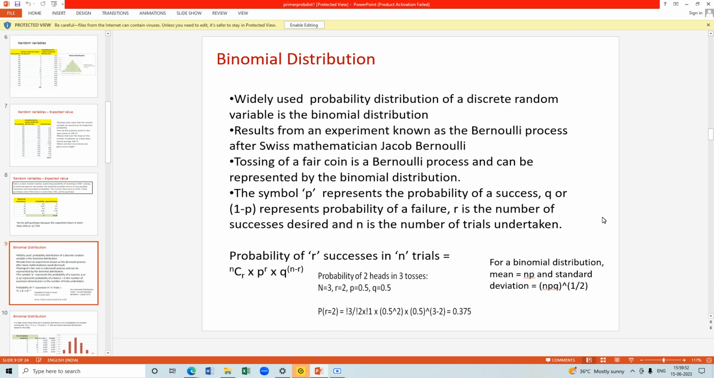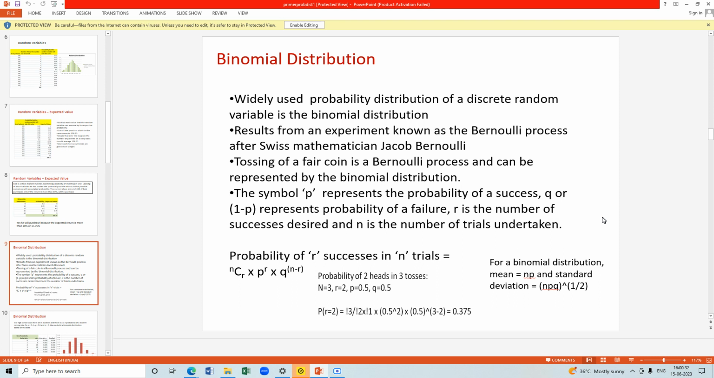So the probability of R successes in N trials is NCR times P raised to the power of R, times Q raised to the power of N minus R. NCR being factorial N divided by factorial R times factorial N minus R. Going back to our example of tossing a coin, what is the probability of 2 heads in 3 tosses? So N is 3, R is 2, P is 0.5, and Q is 0.5. Once you plug these values into the formula, the probability of R equal to 2 works out to 0.375. So the probability of getting 2 heads in 3 tosses is 0.375.